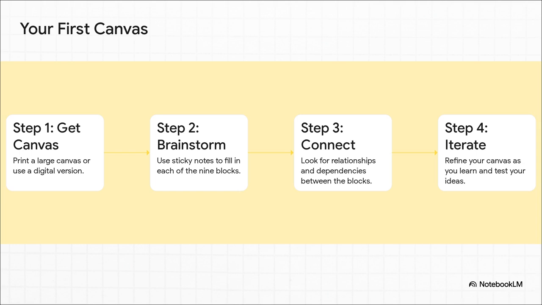Second, grab a bunch of sticky notes and just brainstorm. Let the ideas flow for each of the 9 blocks. Don't judge, just write. Step 3 is where it gets interesting. You start to connect the dots. You ask, how does this partner affect my costs? Does this channel really reach my customers? And the final step, which is maybe the most important, is to iterate. This is not a one-and-done deal. It's a living, breathing document that you should constantly update as you learn.